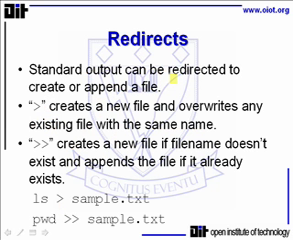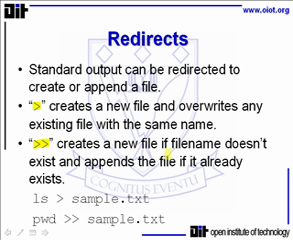Now, we're talking about redirects real quick. Standard output can be redirected to create or append a file. When we do this, we use the greater than. The greater than creates a new file and overwrites any existing file with the same name. So be careful when you use a single greater than, because if you have content that you want to keep, it will overwrite it. In this case, if you have content that you want to keep, what you would do is append to that file by using the double greater than.